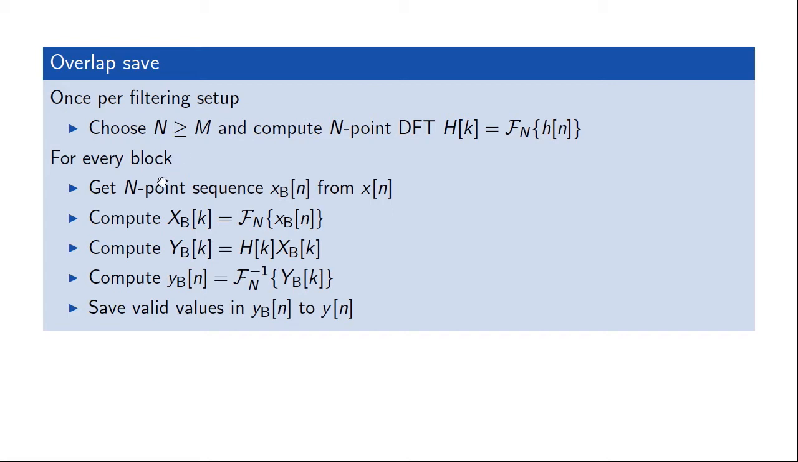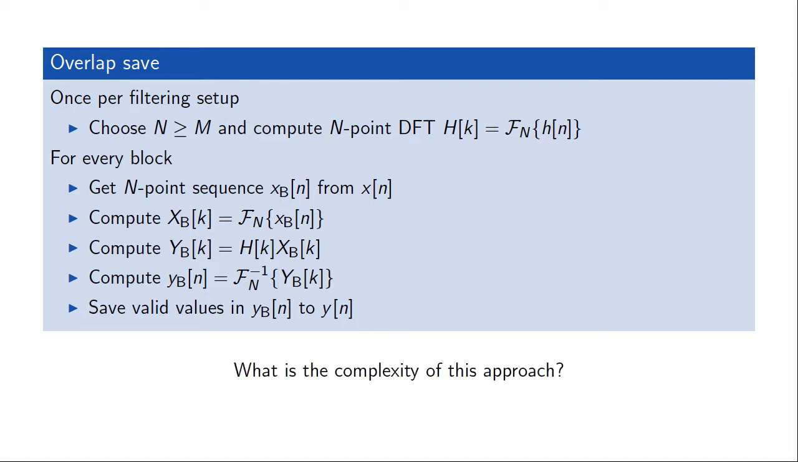And then for every block, we pick out an n-point sequence xb of n from the original sequence x of n. We compute the discrete Fourier transform of xb using the FFT algorithm. We multiply this with the pre-computed h of k in order to get yb of k, which is the discrete Fourier transform of the block y of n. And then we compute the n-point inverse discrete Fourier transform to get back the block yb of n. And then we take all the valid values, that is, all the values in yb of n that correspond to the linear convolution, and store those to the output sequence y of n.